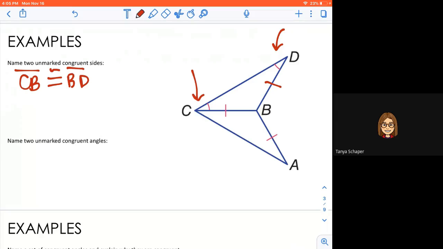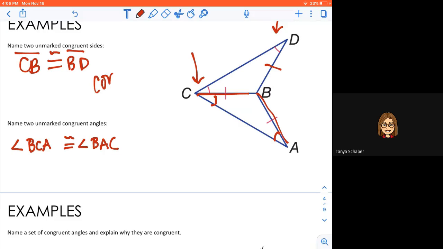The next one says name two unmarked congruent angles. All right, so I've got CB and BA are congruent. That means I'm going to use the theorem to say that angle BCA and angle BAC are congruent. So angle BCA is congruent to, not triangle, angle BAC. Here we were using the converse. Here we're using the theorem. Remembering those as you go through.